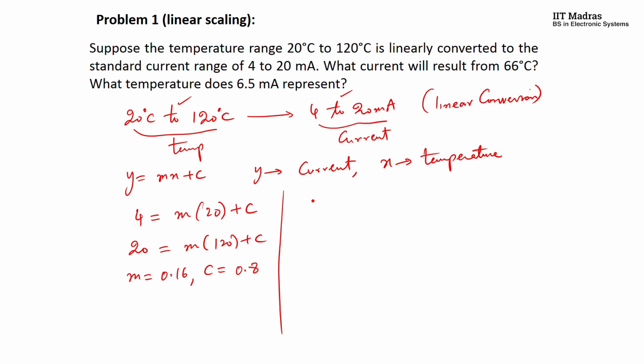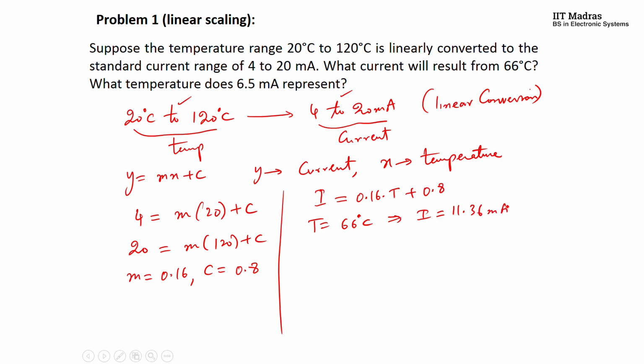So you have the relation here. What is y? Y is the current. M is already found here, 0.16. Let me change this y to current I for convenience, into T, plus C. C is 0.8 here. Now we substitute T is equal to 66 degrees Celsius, then I can be found to be 11.36 milliamps.